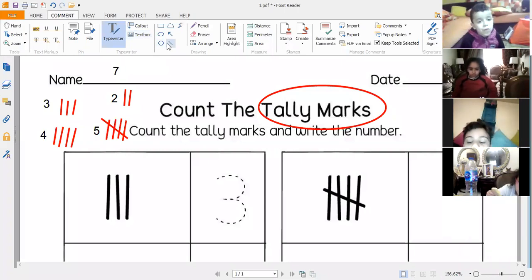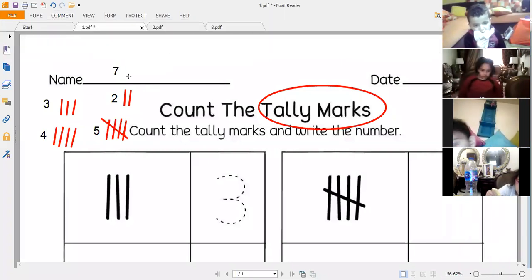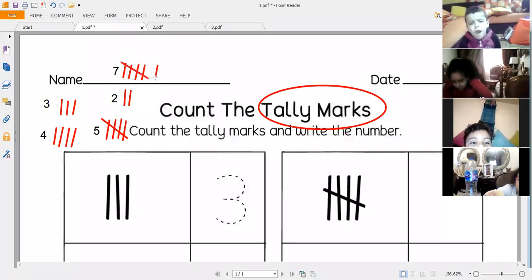Here I want to represent number 7 with the tally marks. So I will draw 7 tally marks. I will draw 1, 2, 3, 4, and the 5th like this. Keep going. 6, 7. Here we have 7 using the tally marks.